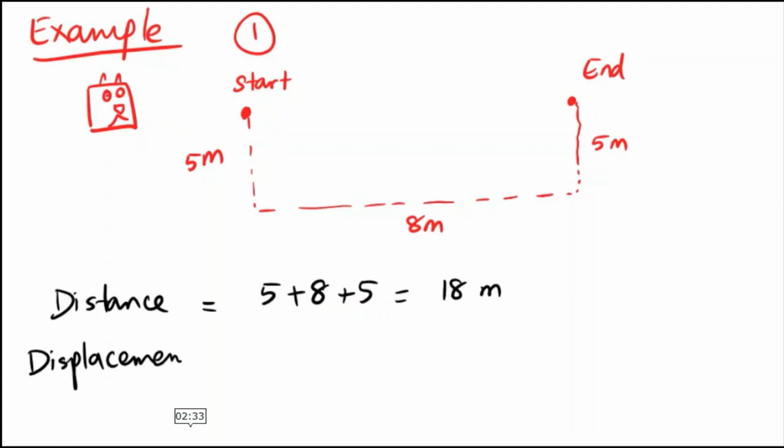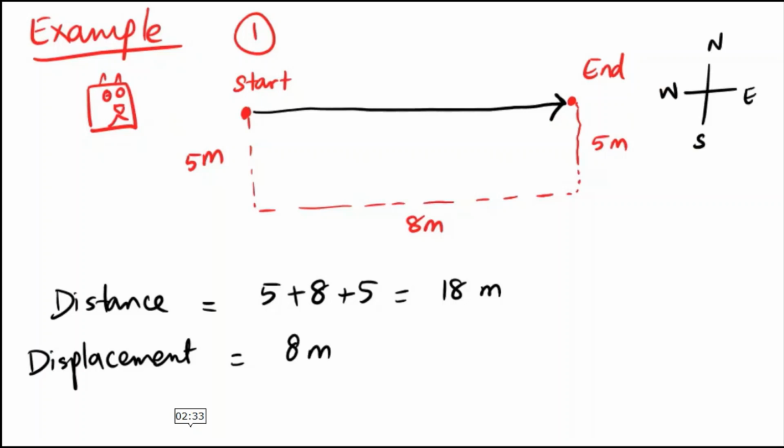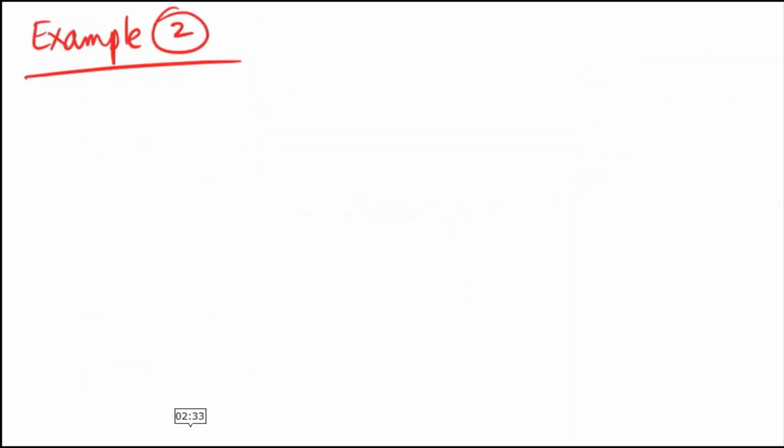And the change in position is from start to end. So if you connect those 2 points and direct it towards the end, we can see from the picture, to figure out the direction, north, south, east, west, that the displacement is towards east.